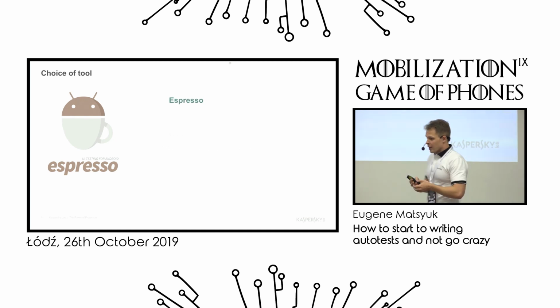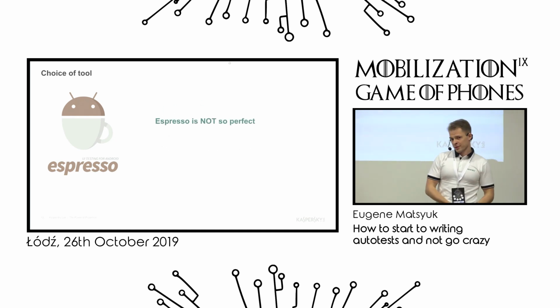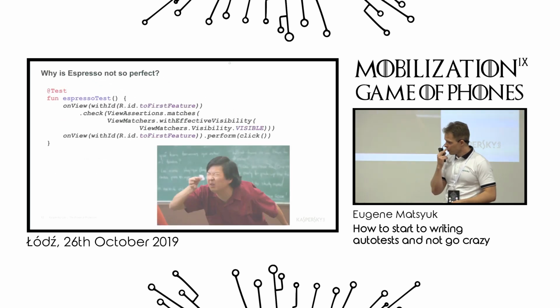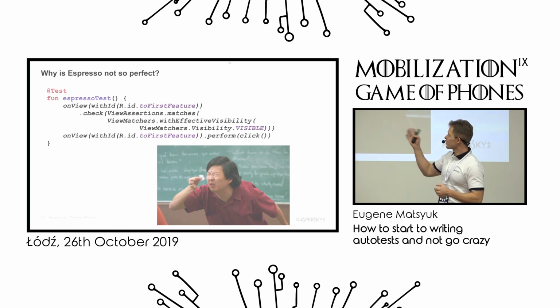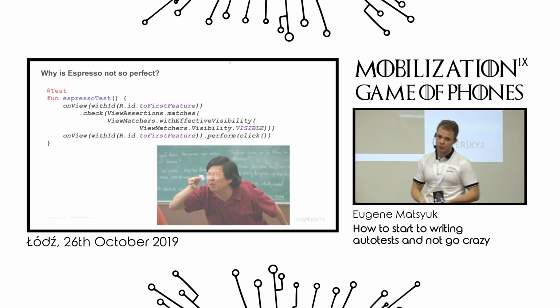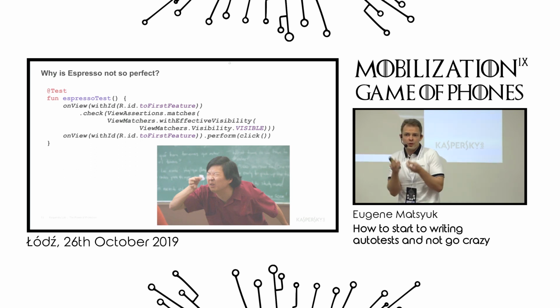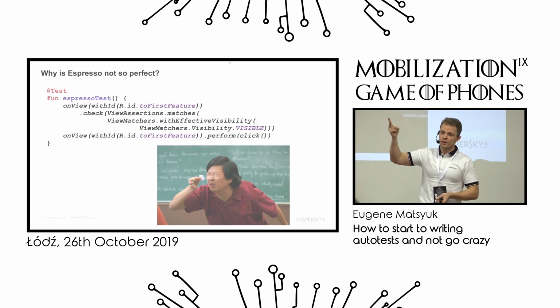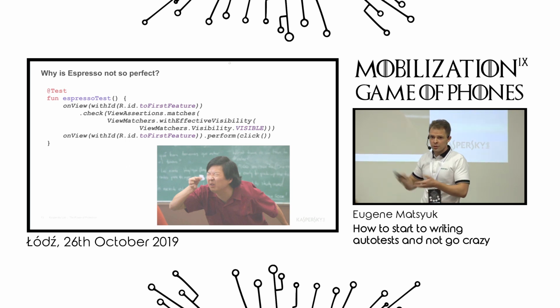Great. But sadly, Espresso is not so perfect. Espresso has different problems. First of all, just look at this simple test written with Espresso, and what do you see here? You see an API describing such a simple test in such a verbose way. But this test is doing only three simple actions. First of all, it's searching for the button. Second, it's checking the visibility of the button and clicking on the button. And that's all. Can you understand this?